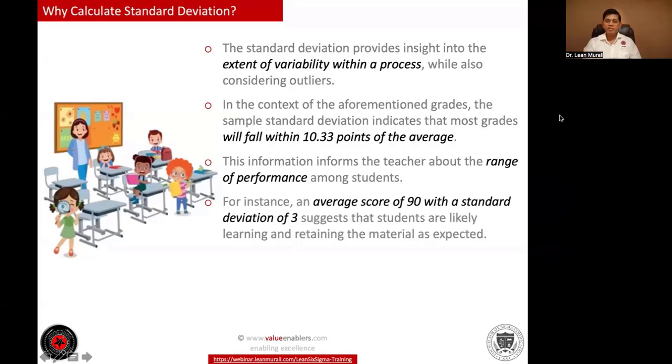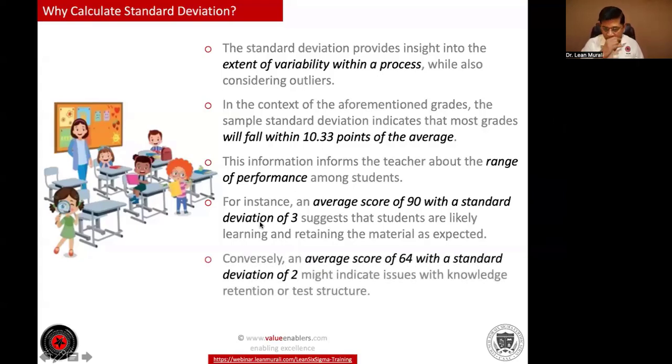So if you see an average score of 90 with a standard deviation of 3, it suggests that students are likely learning and retaining the material as expected. Conversely, an average of 64 with a standard deviation of 2 might indicate issues with knowledge and retention or the test structure. If this is clear, type CC, crystal clear in the chat box. This is how we use the standard deviation.